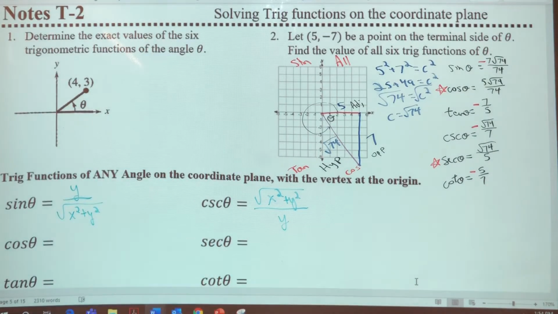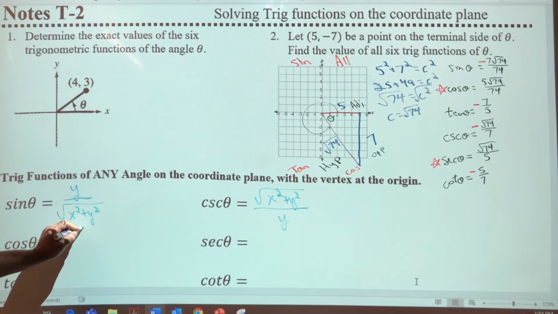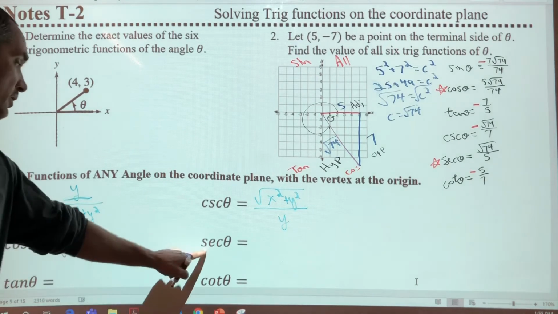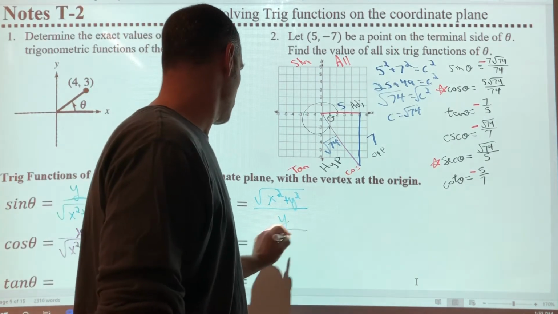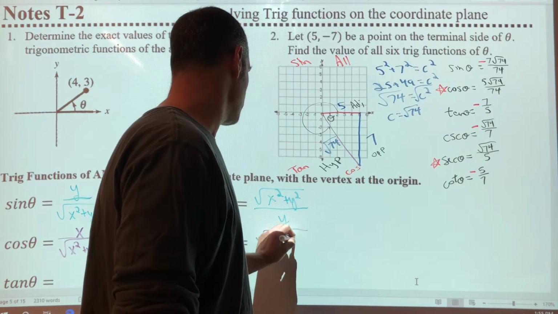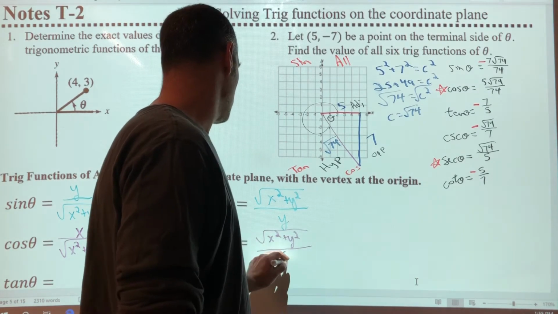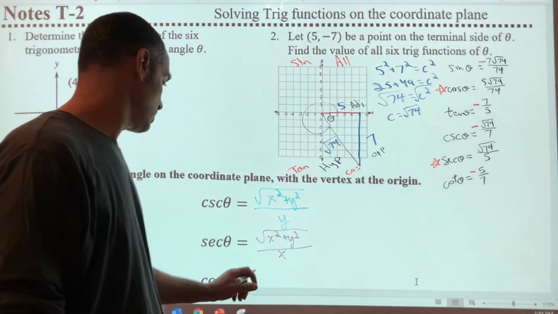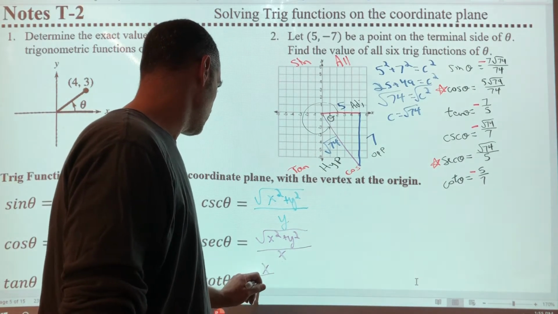For the cosine function, we're not going to have y on top. That would have been the opposite. The adjacent side is going to be x. So we have x over the square root of x squared plus y squared. And secant is the reciprocal, so the square root of x squared plus y squared over x. And tangent is just going to be y over x. And its reciprocal, cotangent, is going to be x over y.